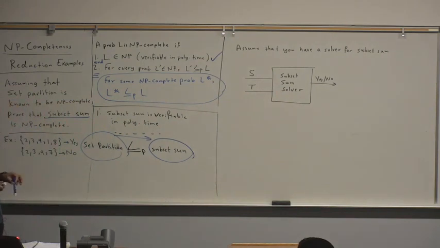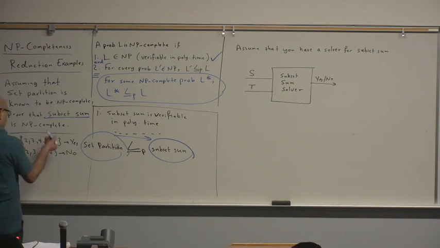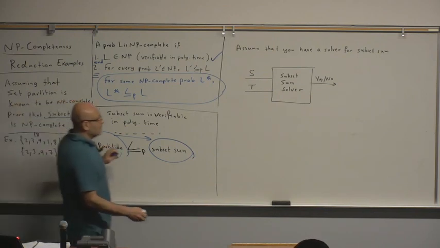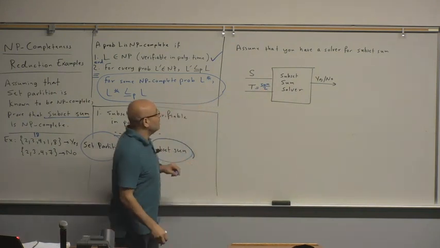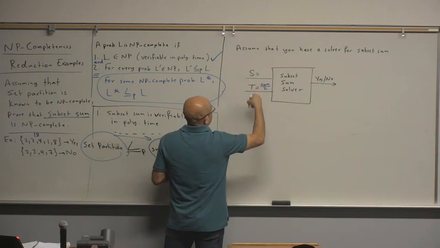So how do I use a subset sum solver to solve this problem? What set and what target should I give it? We know that the target will be the total sum divided by 2. Exactly. You are trying to partition this, so your target is going to be the sum divided by 2. What's the sum? 18. So you give it 9. So you give it the target equals sum divided by 2, and S is just the given set.